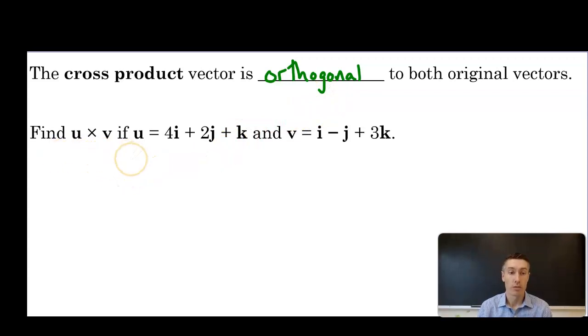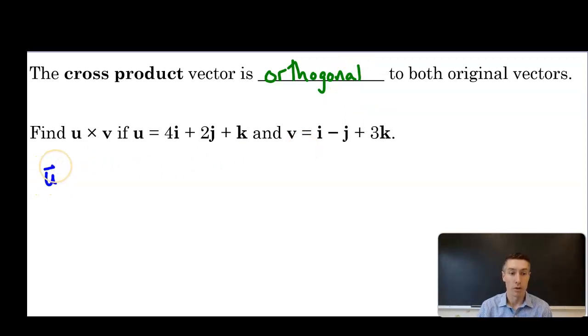So now find u cross v if u equals 4i plus 2j plus k and v equals i minus j plus 3k. So I'd like you to pause the video, try this cross product on your own, either the cofactor expansion or the diagonal method, and then check back in.